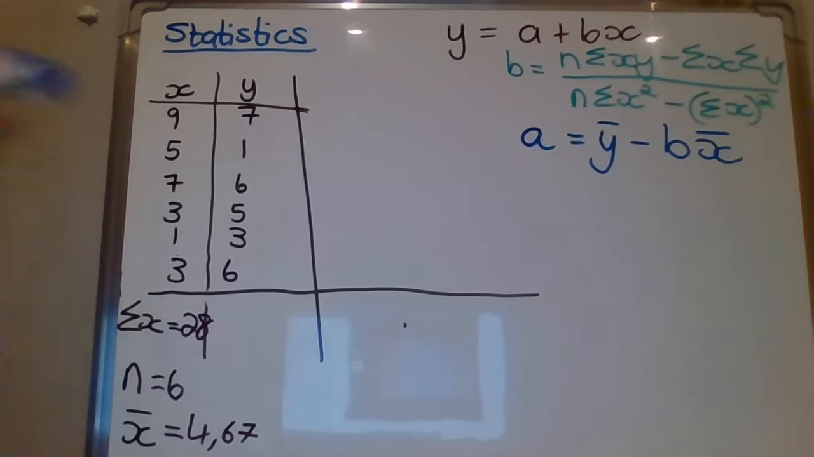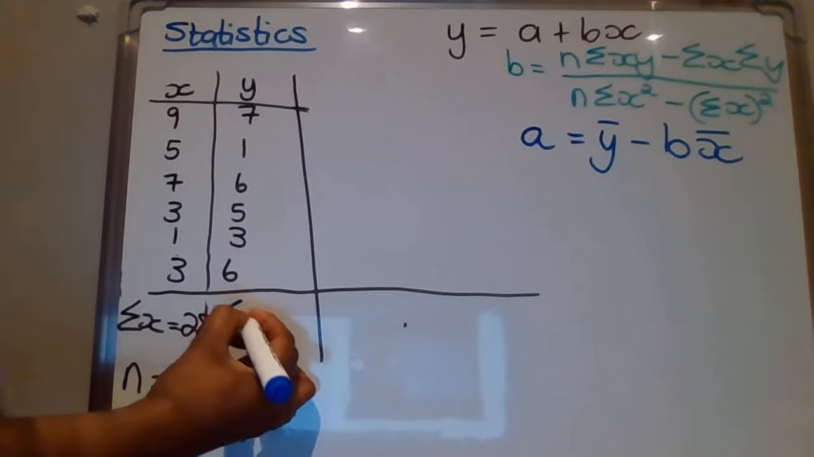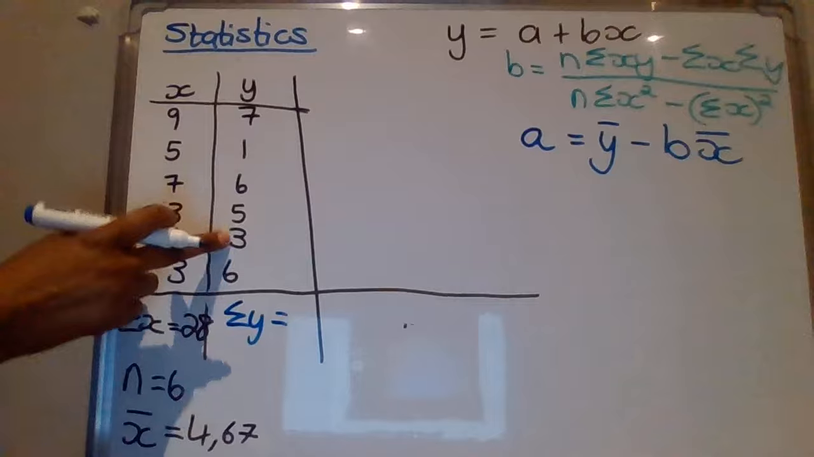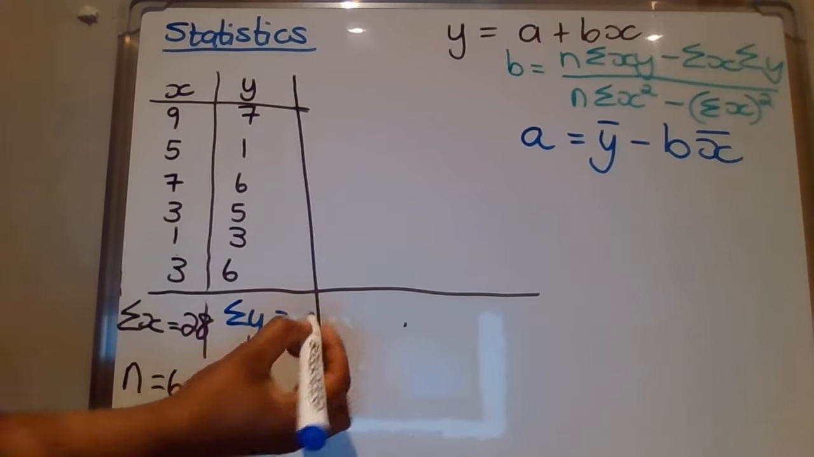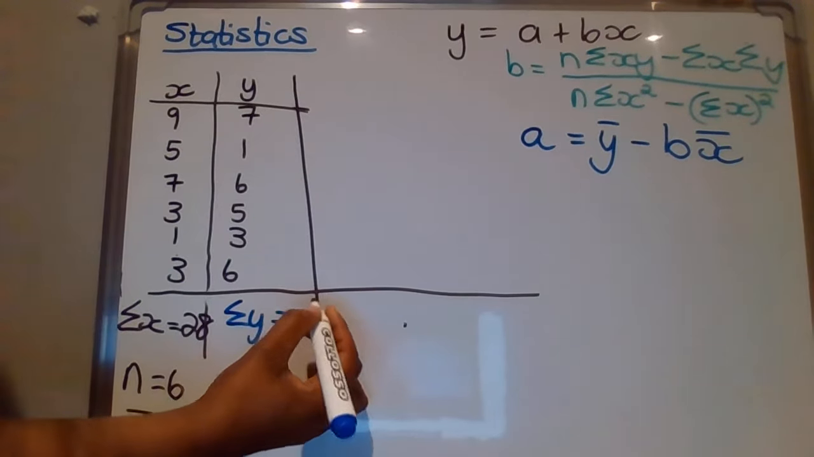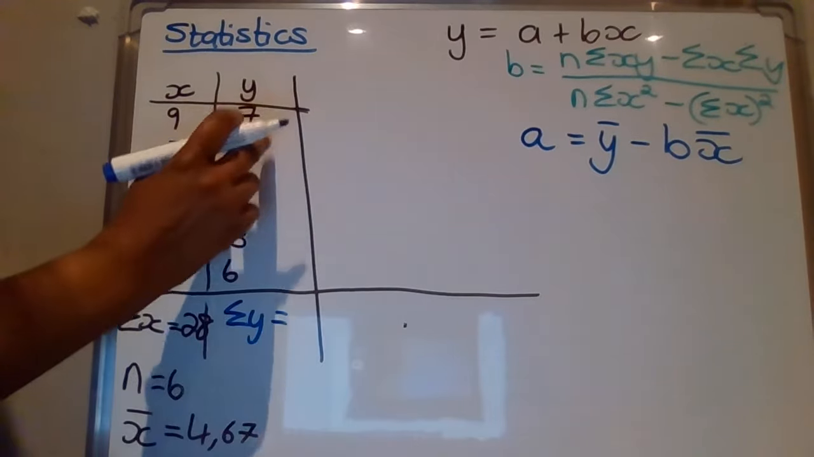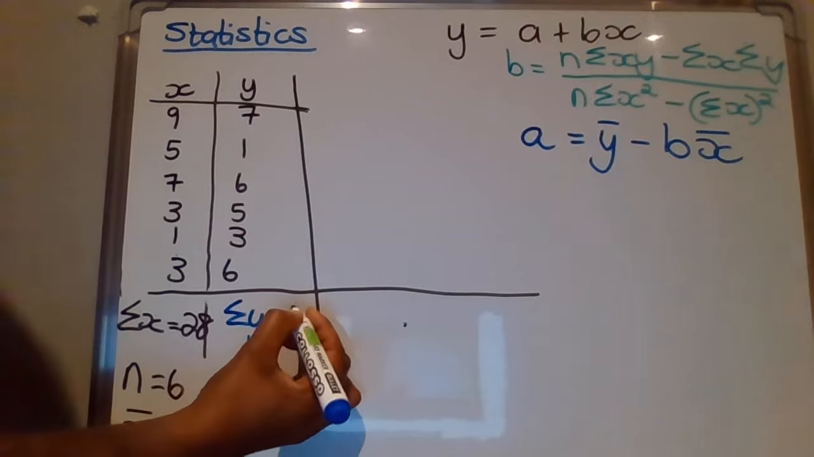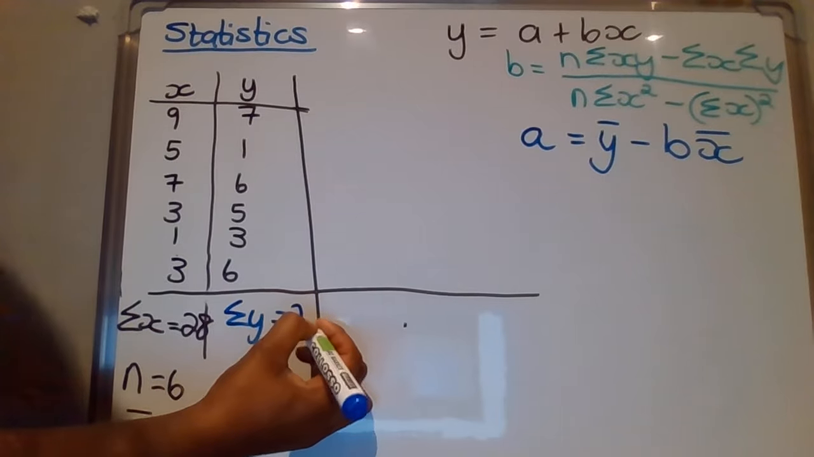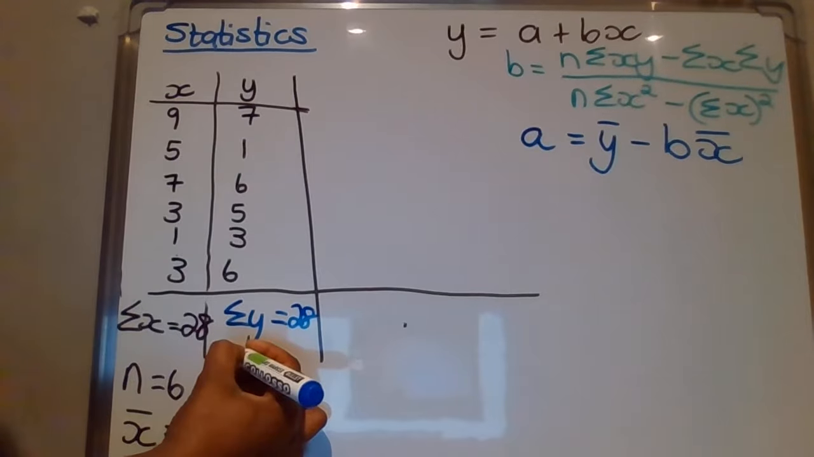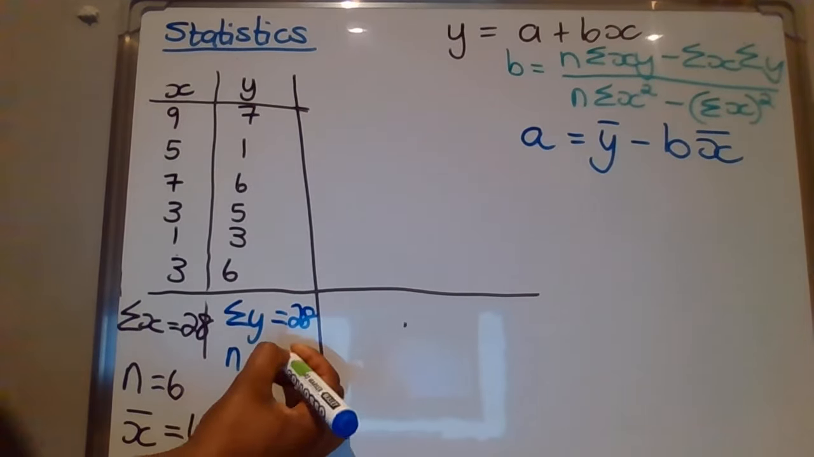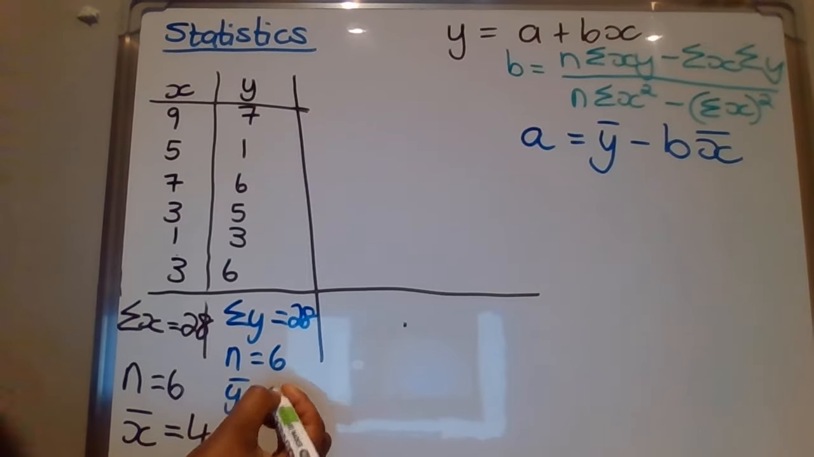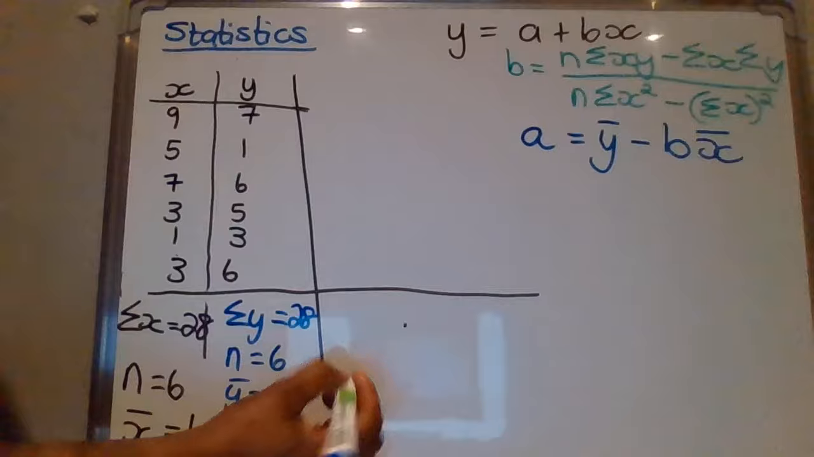The next one, with my y's, it's the same thing. The sum of my y's is going to be 8, 14, 22, 28. So my n here is going to be 6, and my mean is going to be 4.67.